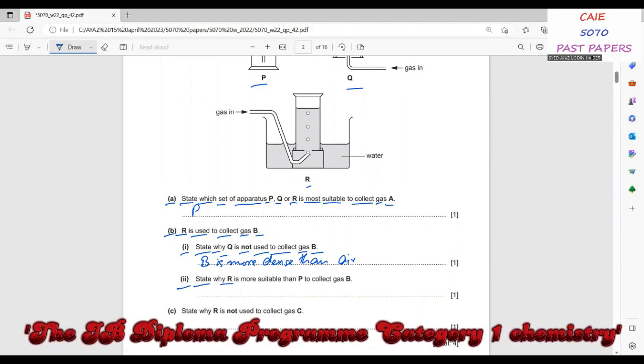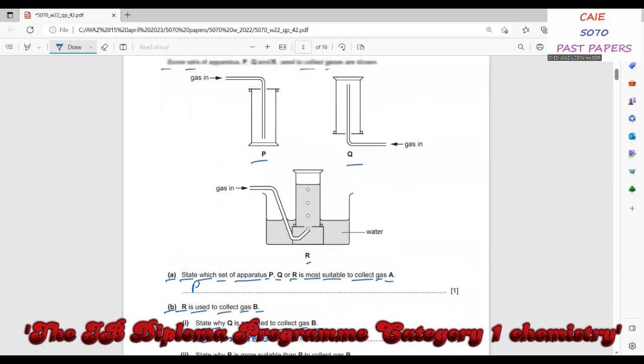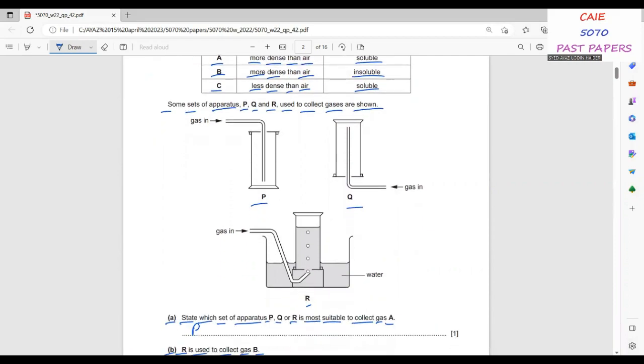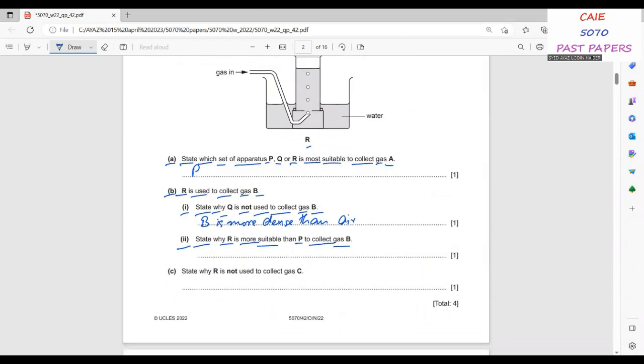Number three, state why R is more suitable than P to collect gas B. B is insoluble in water, so you can easily tell when the gas jar was full.